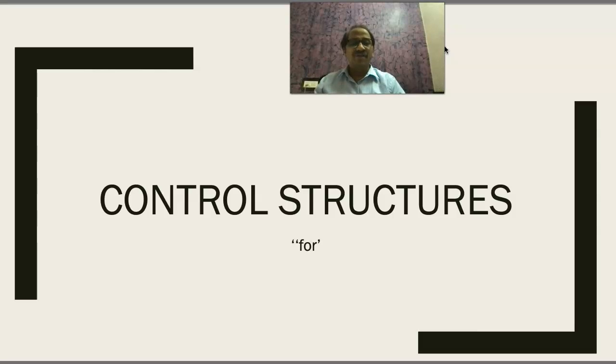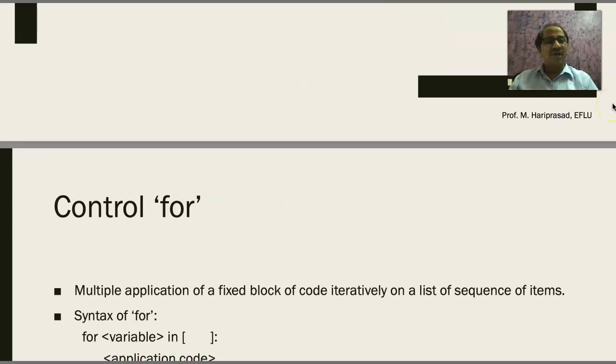Control for also does similar things which if does. Control for also allows us to control the flow of the program. However, it's different from if. It allows us to control a multiple application of a fixed block of code to occur iteratively on a list or sequence of items. That is, given a list of items, we'll be able to access each one in the list and check and complete the list one by one.